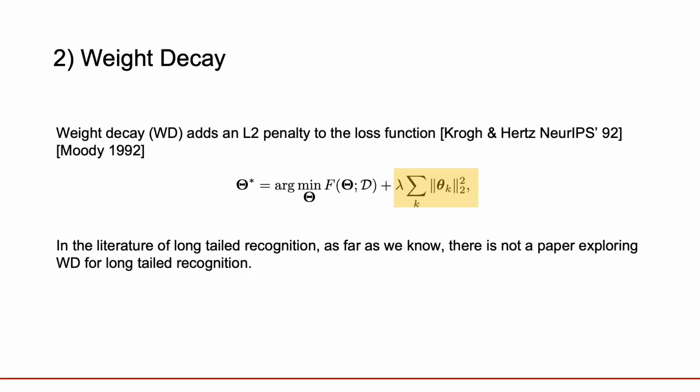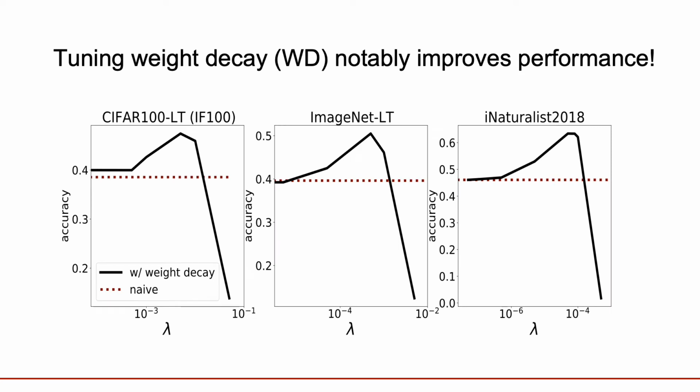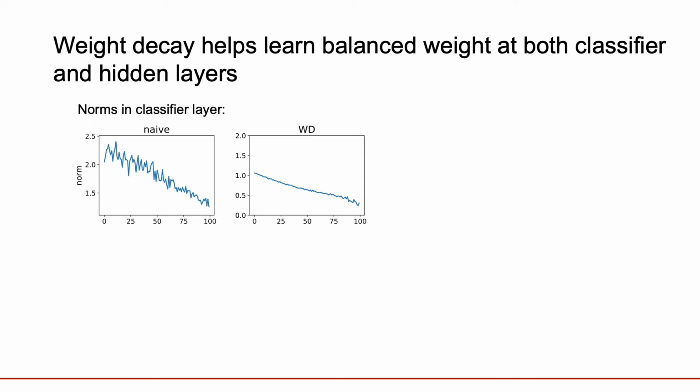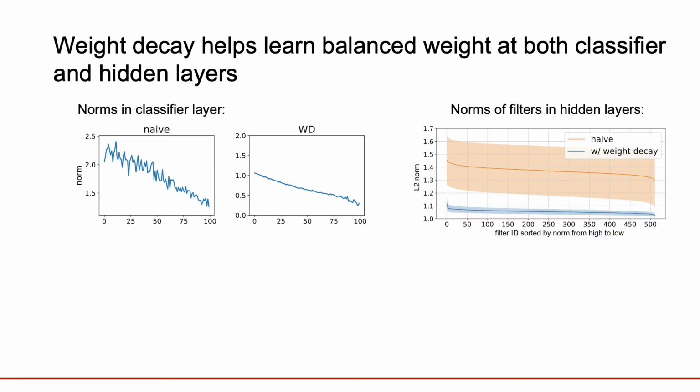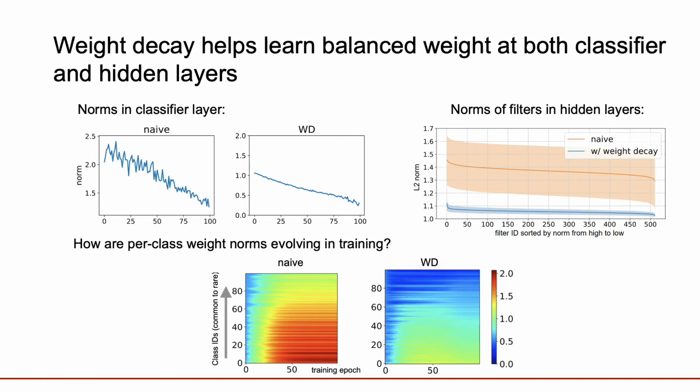The second method is the well-known weight decay, which adds an L2 penalty to the loss function with a coefficient lambda. We found that just tuning weight decay notably improves performance. It raises the performance by more than 8% on these 3 standard long-tailed datasets. We can also see that weight decay helps to learn balanced weights at both the classifier layer and the hidden layers.